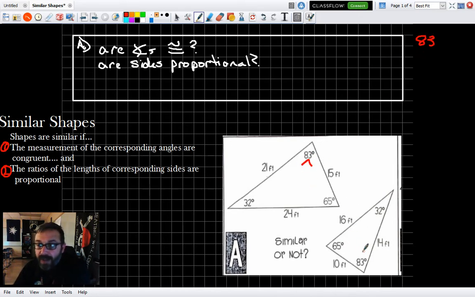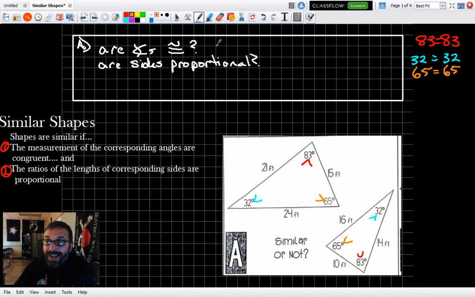So first, the big angle is 83. In the little triangle, what's the big angle? 83. Those are the same measurement. They are congruent. Now I'm going to look at the littlest angle, 32 and 32. Those are congruent. They are the same measurement. And now my other angle, 65 and 65. So those are all congruent angles.